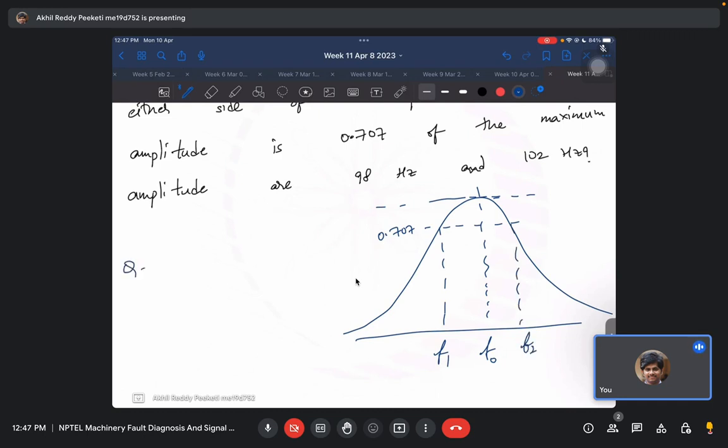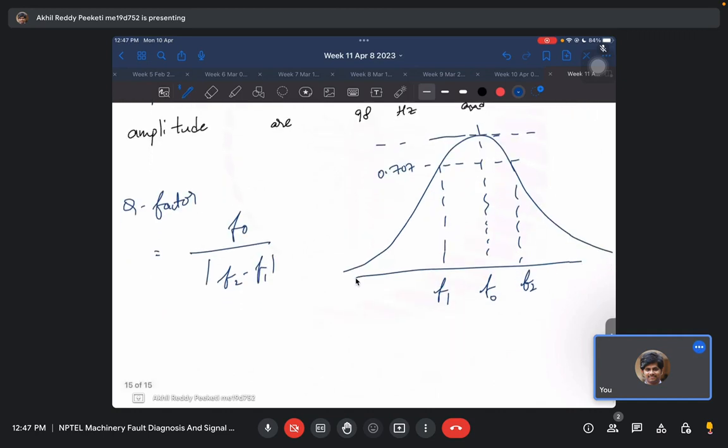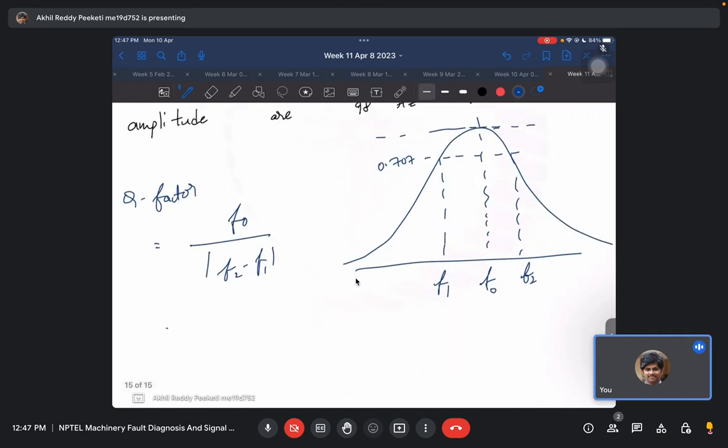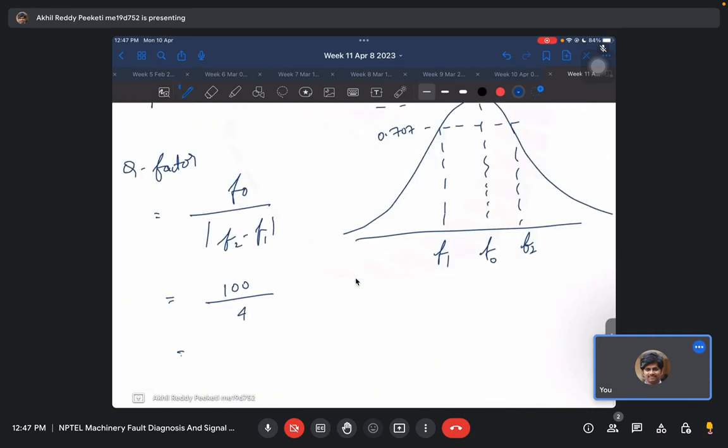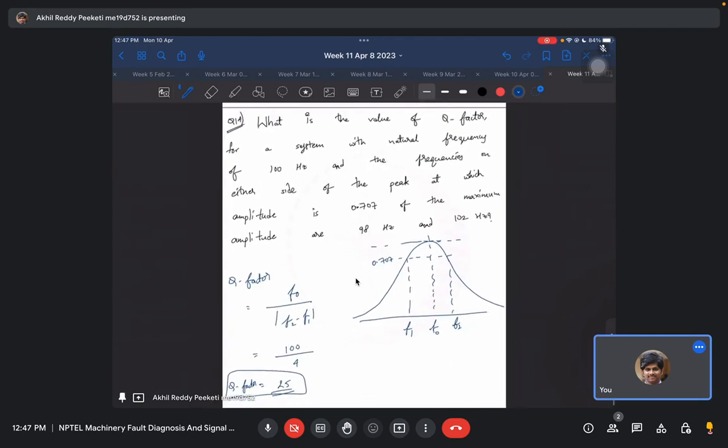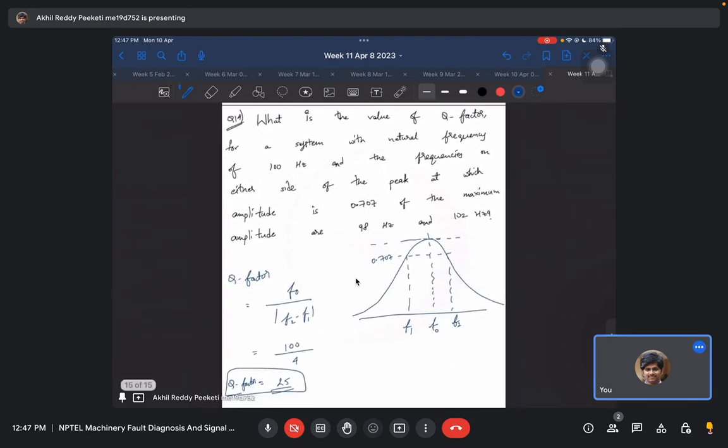So the Q factor is related to such a frequency spectrum as f naught divided by f2 minus f1. This is how we can estimate the Q factor. In this case f naught is 100 Hertz and the difference between the two frequencies is 4 Hertz, so the Q factor is 25. So this is how we can estimate the Q factor from the frequency spectrum of a given material, from the natural frequency and the values on either side of the peak.